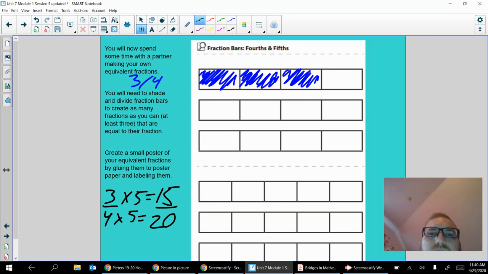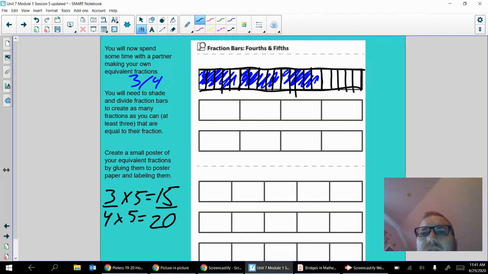So what I need to do here is I need to divide each section 5 times. So I'm going to try that now. 1, 2, 3, 4, 5. 1, 2, 3, 4, 5. 1, 2, 3, 4, 5. 1, 2, 3, 4, 5. So now we took our big bar here. I didn't change how much is colored in.